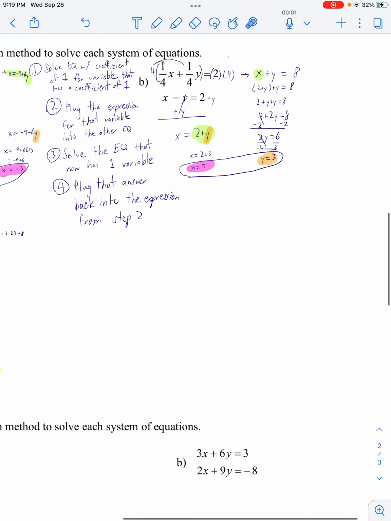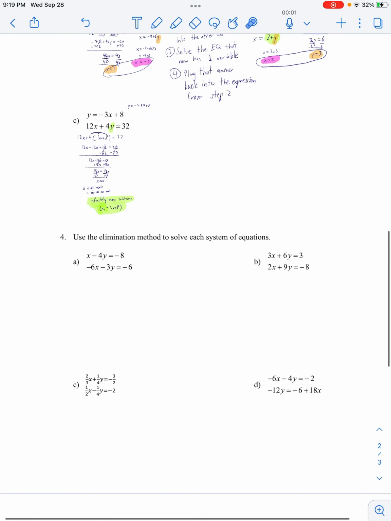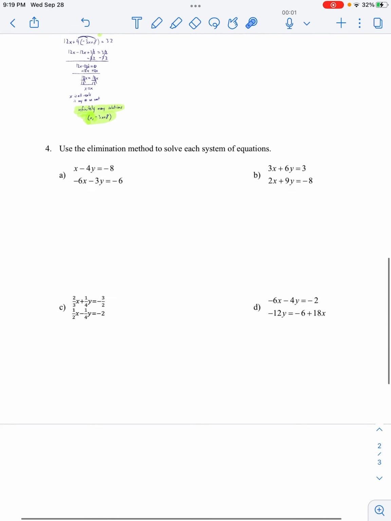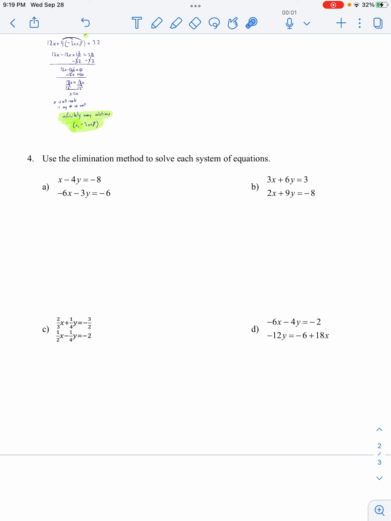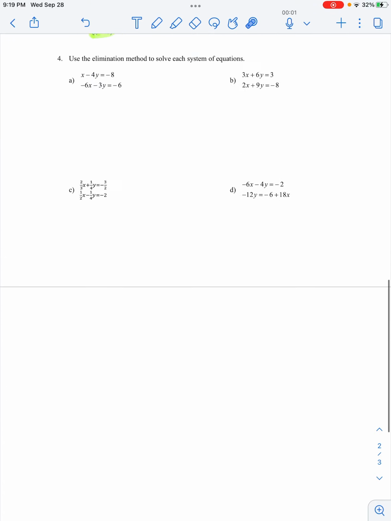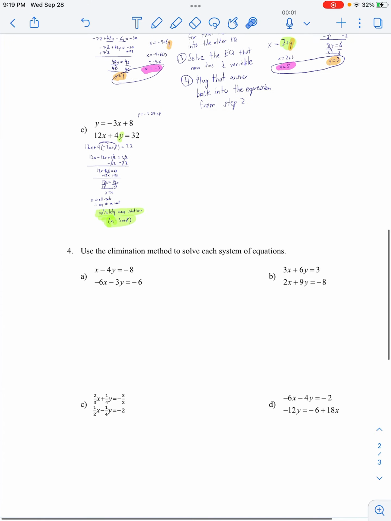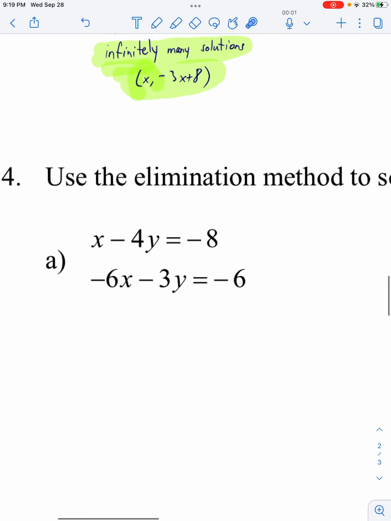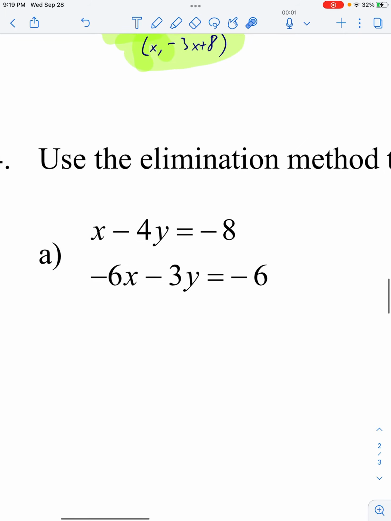All right, that's all for part C. Let's go into 4, okay? Number 4, use the elimination method to solve each system of equations. The elimination method. Okay, so the way we do this, let's go to part A. Here's how this works.